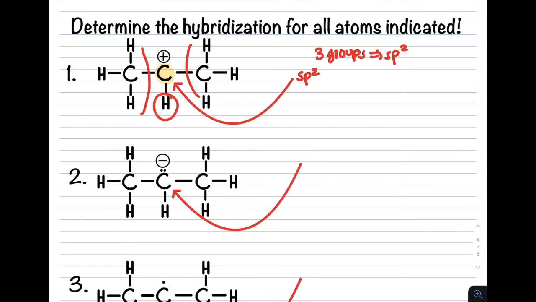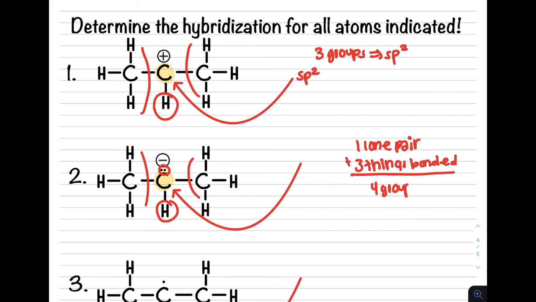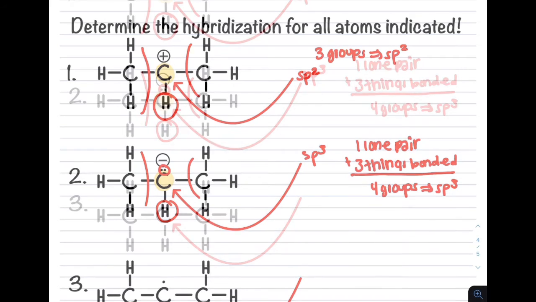Now for the second question, we have a carbon with a full negative charge. Notice that there is a lone pair, and then we have 3 things bonded to the carbon. So the 1 lone pair plus the 3 things, that gives us a total of 4 groups, and so we get sp3. And also as a side note, a carbon with a full negative charge is called a carbanion.